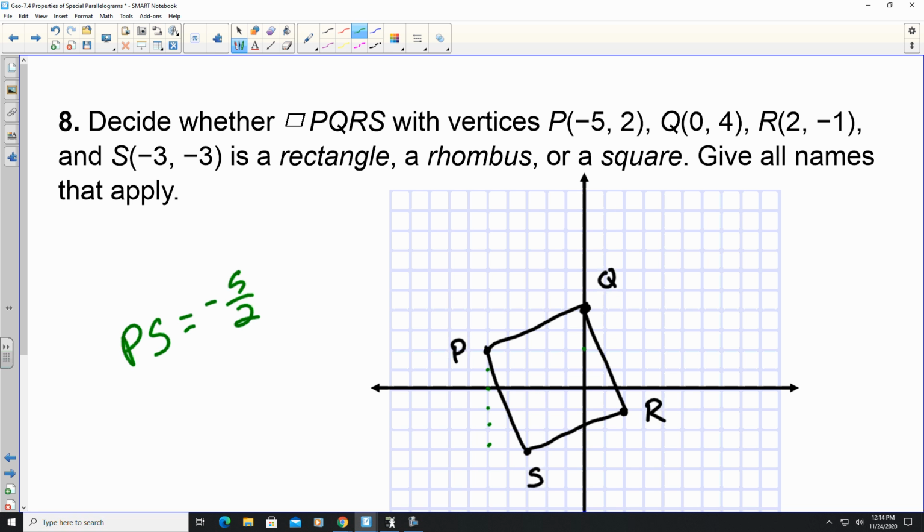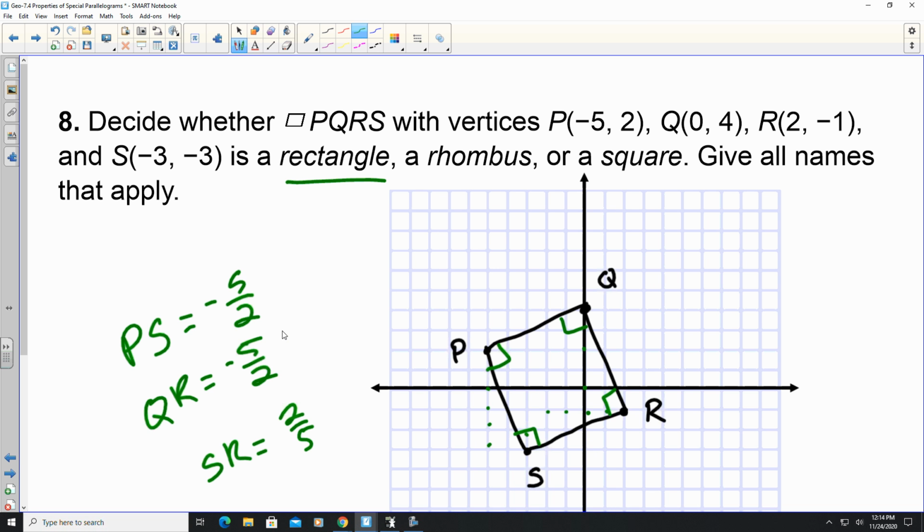So let's look at this. 1, 2, 3, 4, 5, 1, 2. Those two are parallel. So we know it's at least a parallelogram. So what I want to do is check this slope here. 1, 2, 1, 2, 3, 4, 5. SR is positive 2/5. So what this means is that they are 90 degrees. So we know that it's at very least a rectangle.